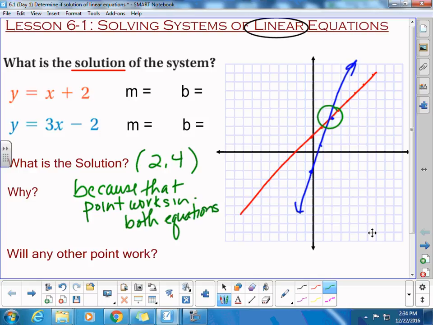Will any other points work? Well, in order for it to work, it would have to be where both of the lines intersected. And since lines are straight, they can only intersect in that one spot, these two different lines. So there would be no other point that works. And you should write why.